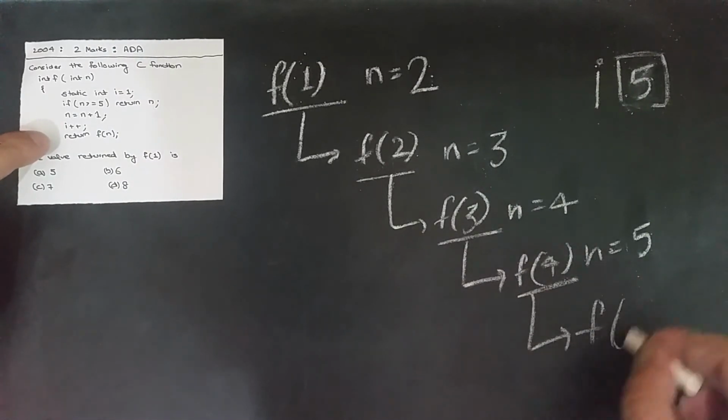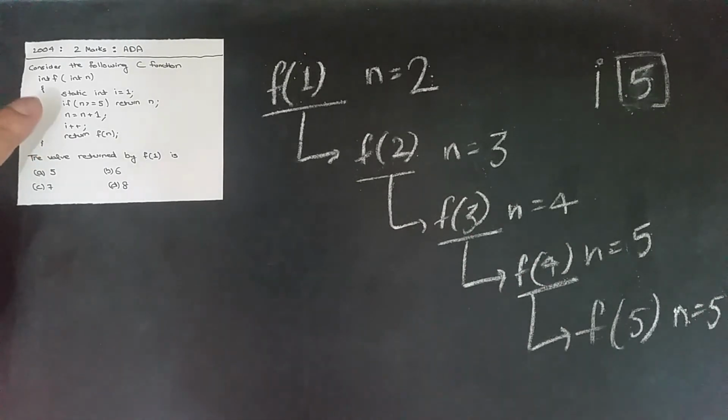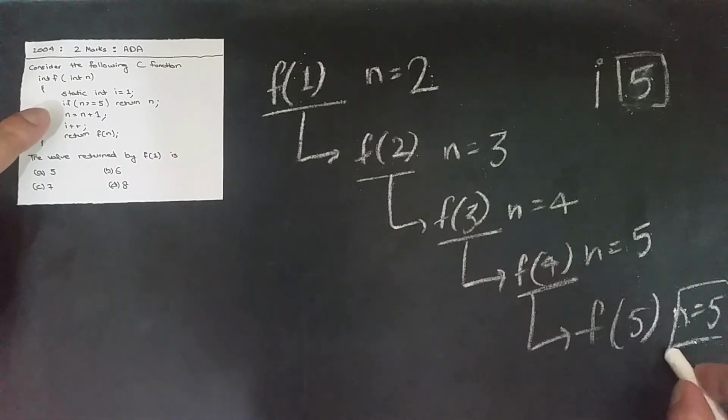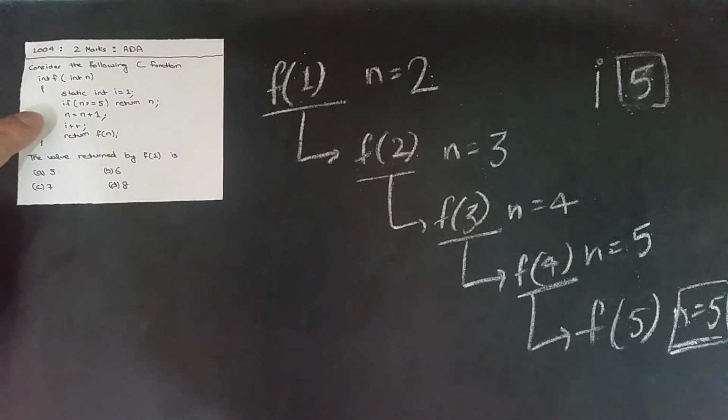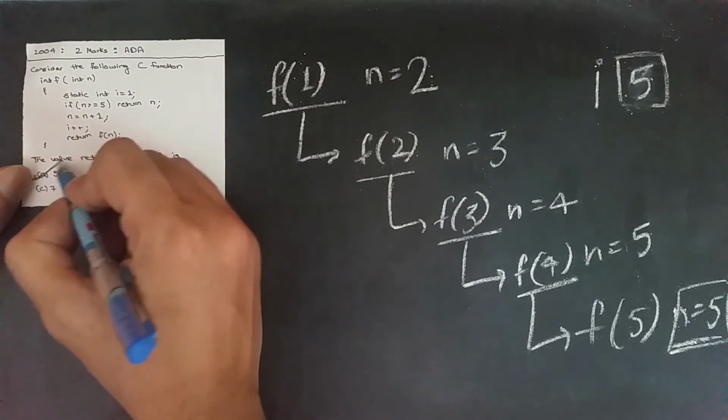So we'll now return f5. N is now equal to 5. So again we'll ignore this line of initializing static variable. Now if n is greater than or equal to 5, return n. So now we'll see that n is equal to 5, which satisfies the equation, so we'll return n. So the return value of n is 5, and the answer to this question would be A, which is 5.